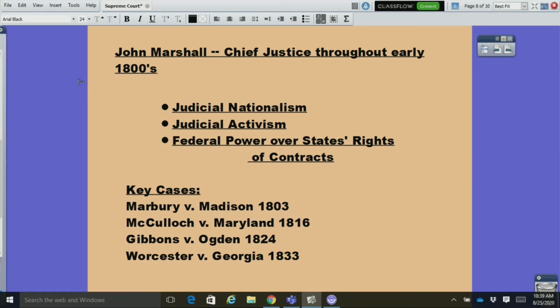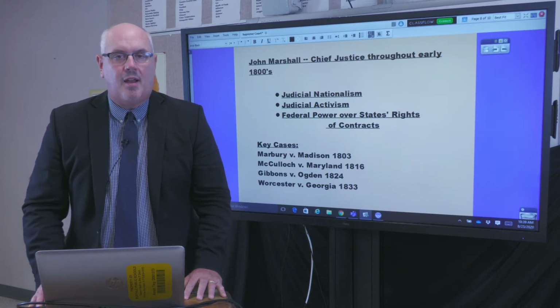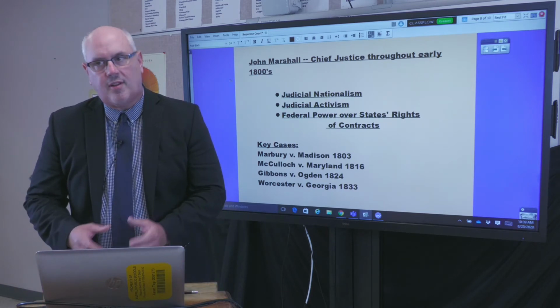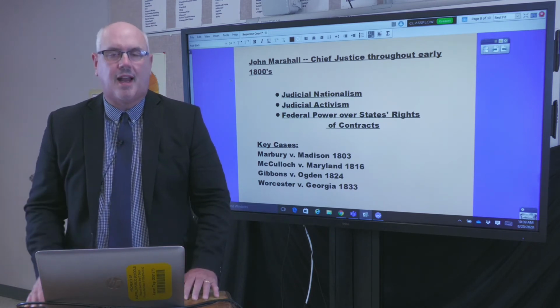So one of Marshall's chief roles as Chief Justice of the Supreme Court is to use his activist stance as a judge to propel forward the growth of the national government and also the federal government's power over the states, to establish that. And this is in the system of federalism, which was one of the principles of the Constitution.